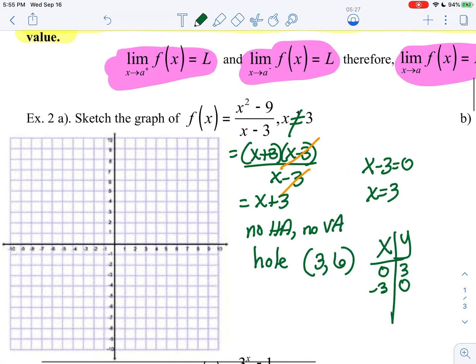So watch what I'm going to do here. I'm going to go to 3 comma 6 and I'm going to graph a hole. I'm going to do 0, 3 and negative 3, 0. This is a line, so you really only need a minimum of 2 points for a line. So now watch this. This is the cool part.